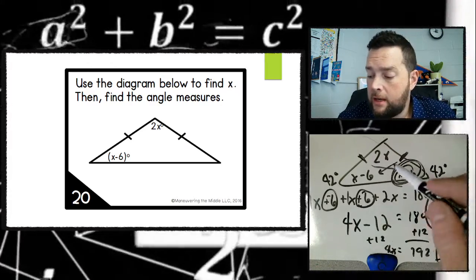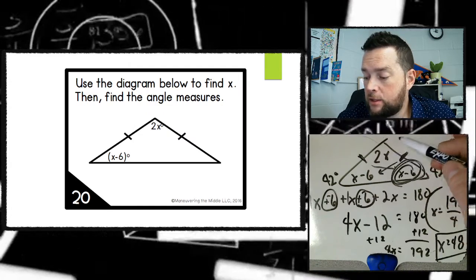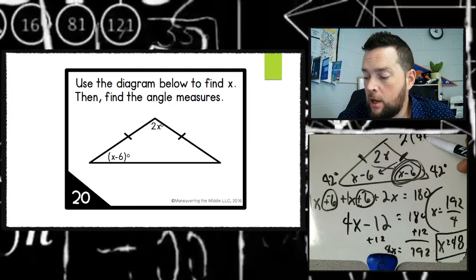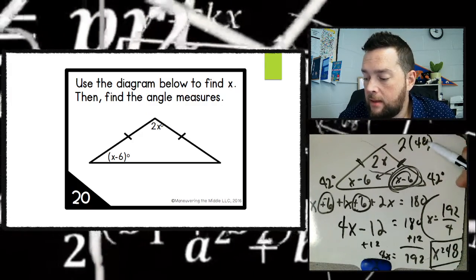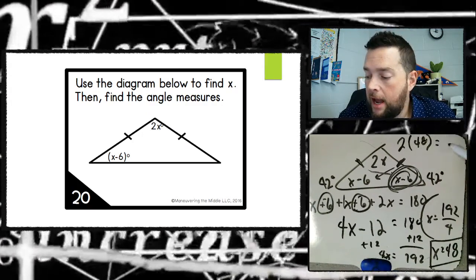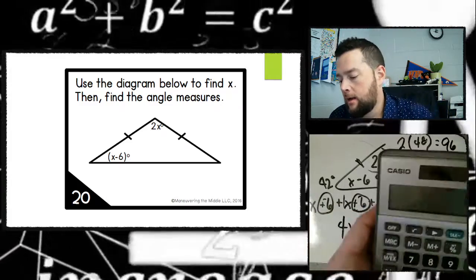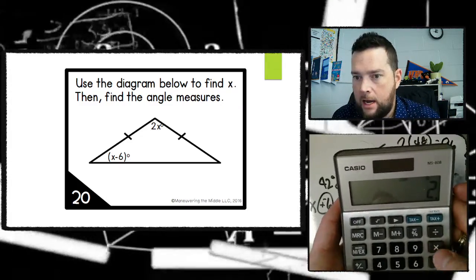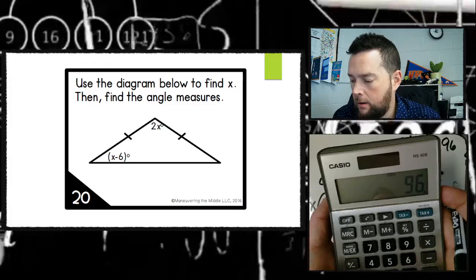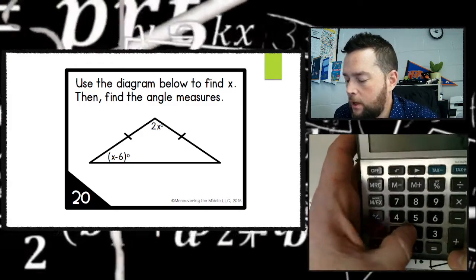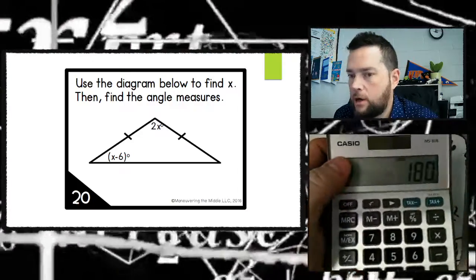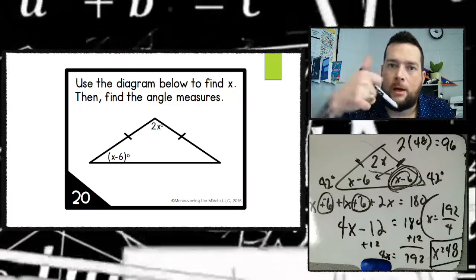But let's just go ahead and go through the process. This is 2 times x, which if we substitute 48 for x, then it's going to be 2 times 48, and that is, in fact, 96. 2 times 48, there we go, it's 96, all right? And 96 plus 42 plus 42 adds up to 180. We checked it out. It works.